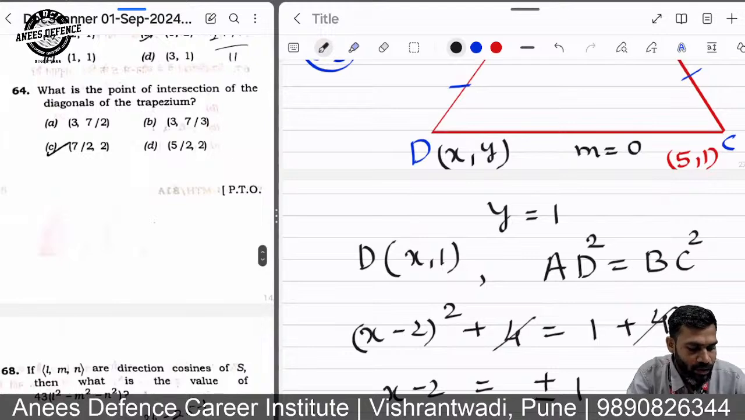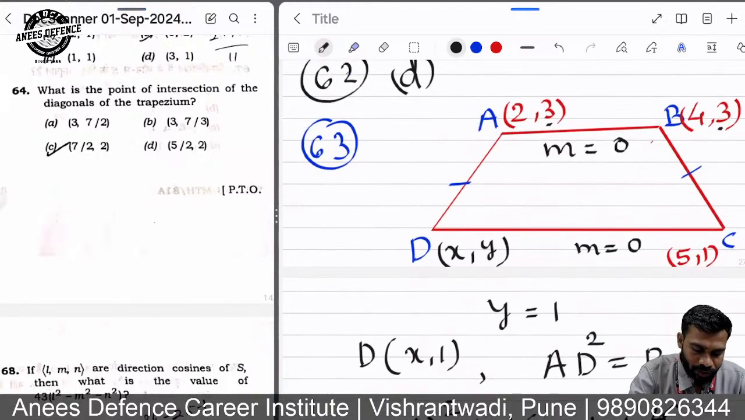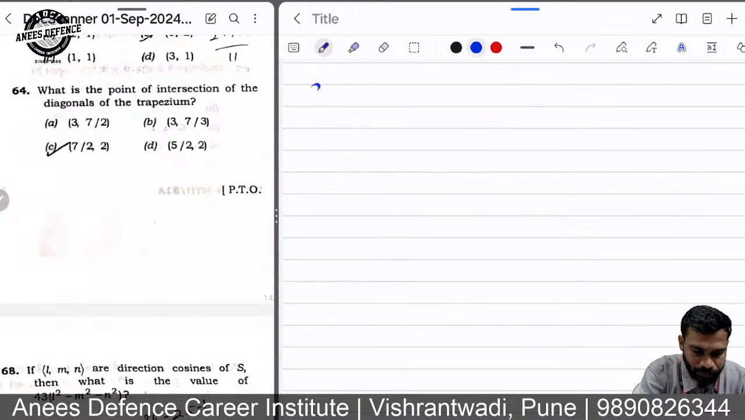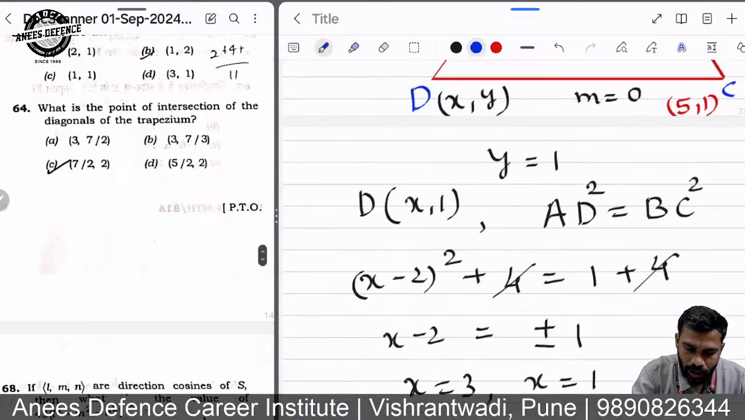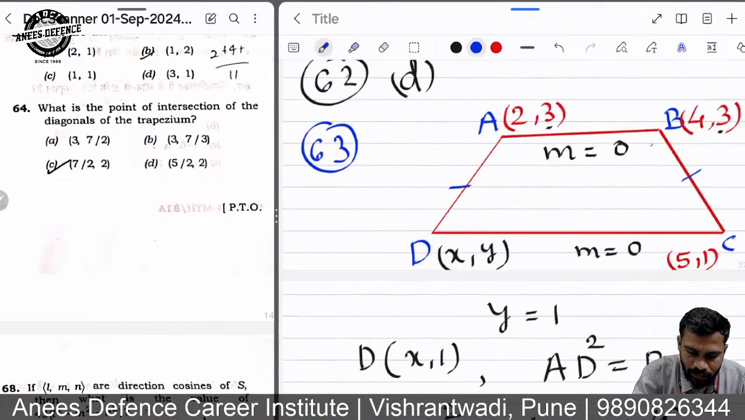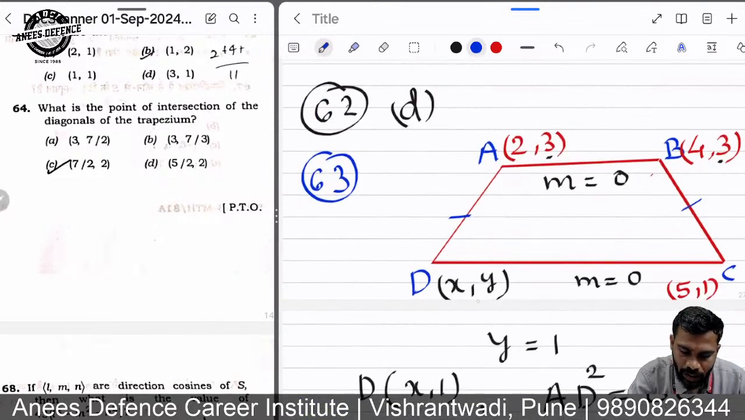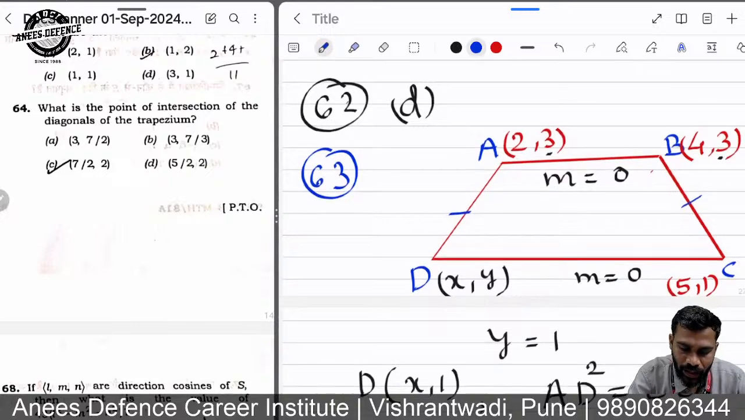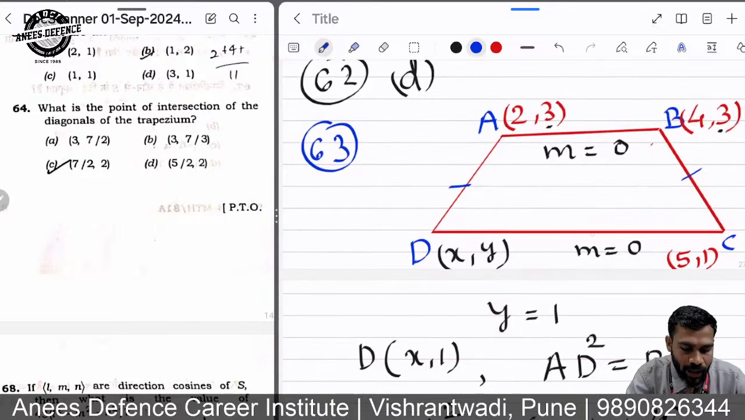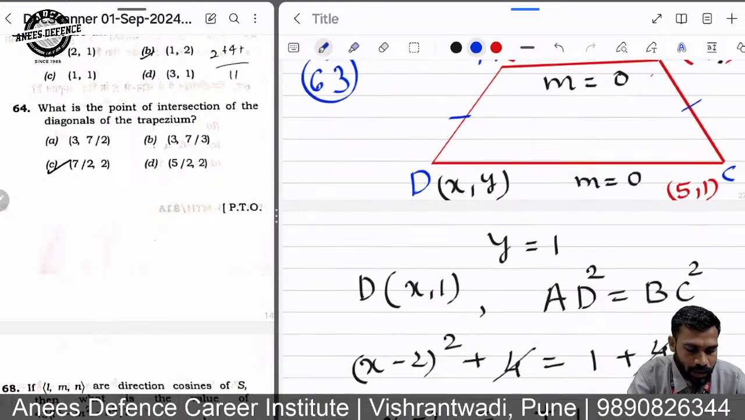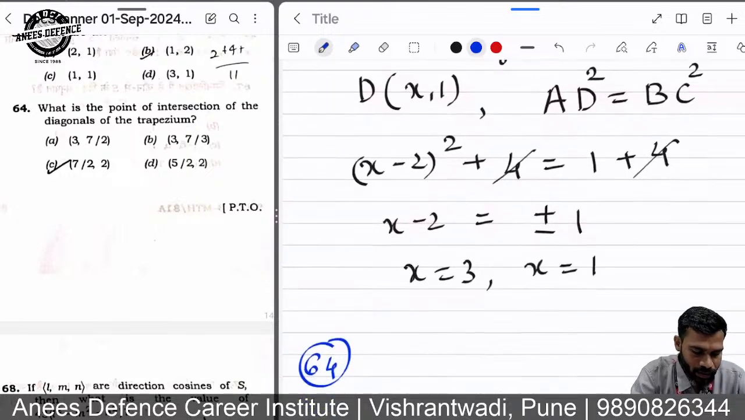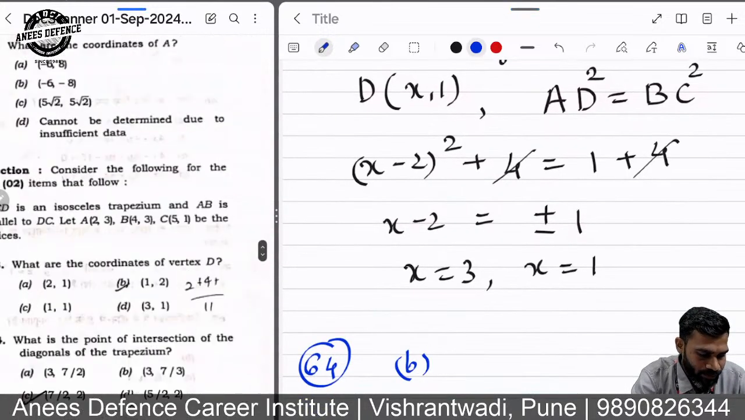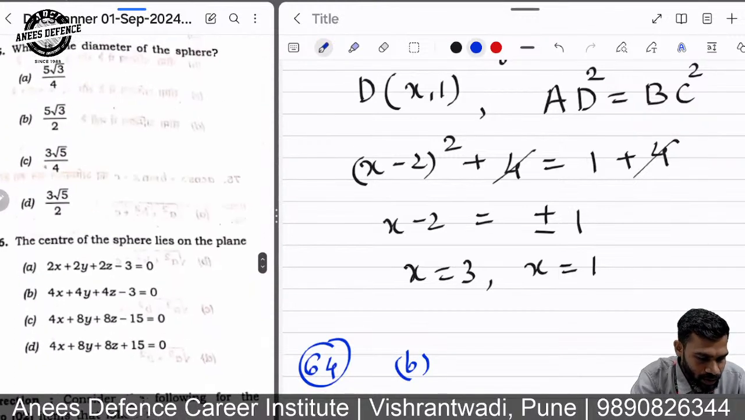Now, point of intersection of diagonals of trapezium. So what we can do in question number 64? Since we have got the coordinates of D, we can find out the equation of BD and AC, and we can solve them simultaneously. If you solve them, you will get B option, right? So very easy it is. So 64 is B. Okay, next 65. Let us move to the next question.